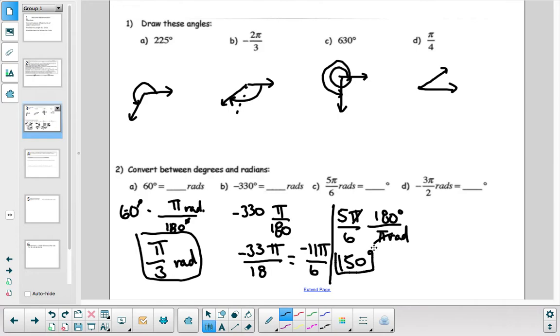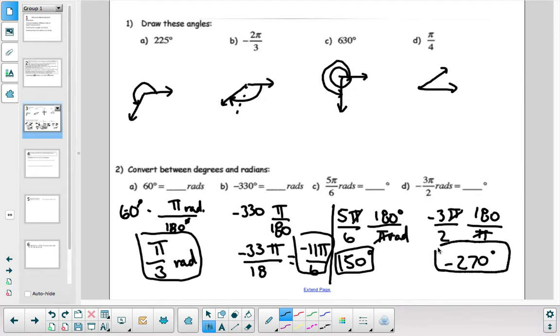So 150 degrees. Last, we have negative 3 pi over 2. We're trying to get rid of radians, so we want to divide by radians, multiply by degrees. Pi's cancel. 180 divided by 2 is 90. 90 times negative 3 is negative 270. There you have it.